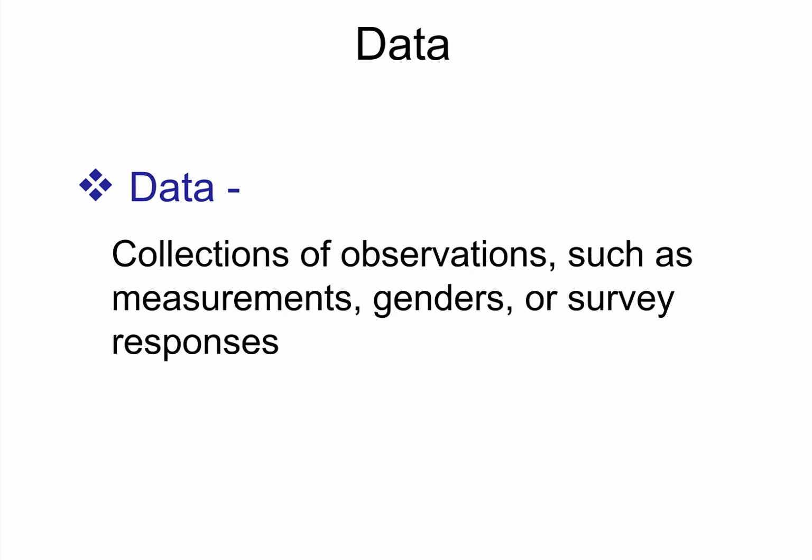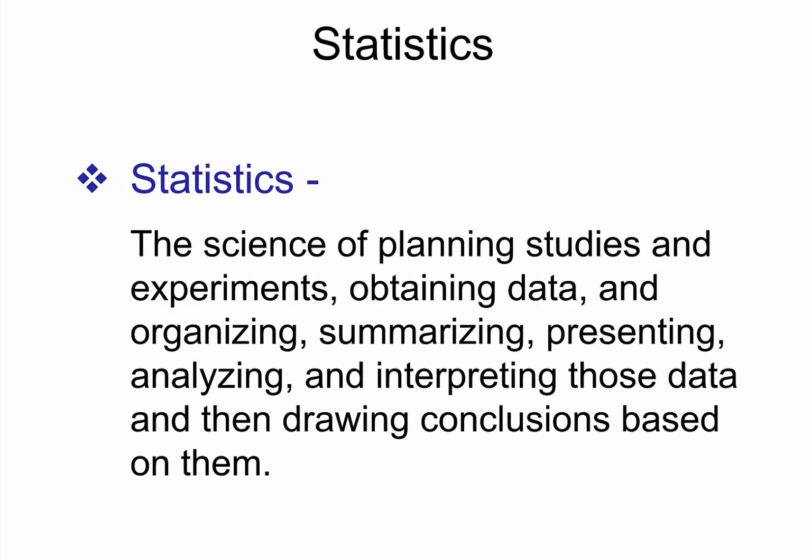Data are collections of observations, such as measurements, gender, survey responses, things like that. Statistics is the science of planning studies and experiments, obtaining the data, organizing, summarizing, presenting, analyzing, and interpreting the data, and then drawing conclusions based on them.